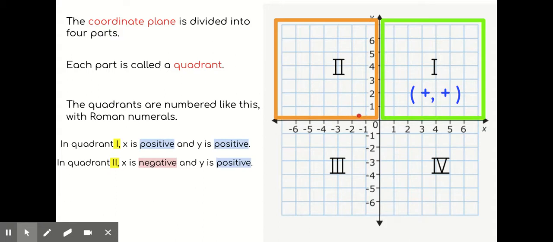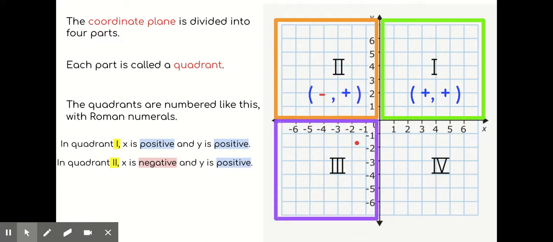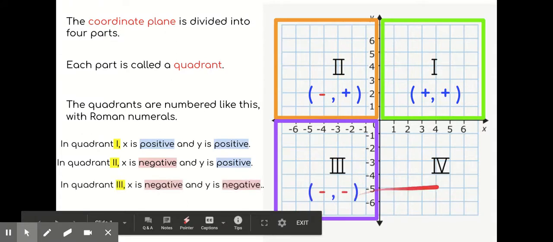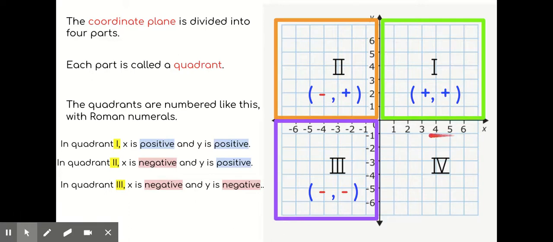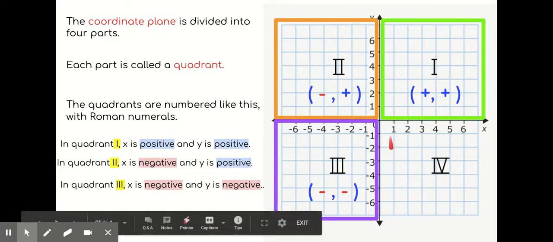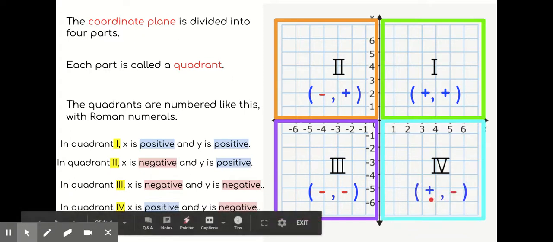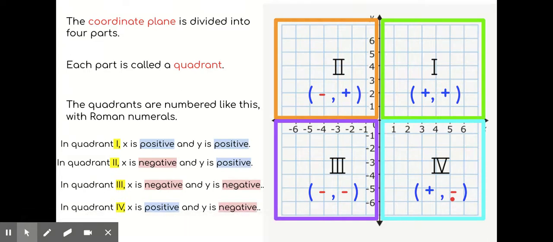If you're in quadrant 2, x is negative, but y is positive. So in quadrant 2, I have negative and positive. In quadrant 3, x is negative and y is negative. Both numbers are negative. And in quadrant 4, x is positive and y is negative. Positive x and a negative y. Let's look at some examples of these 4 quadrants.